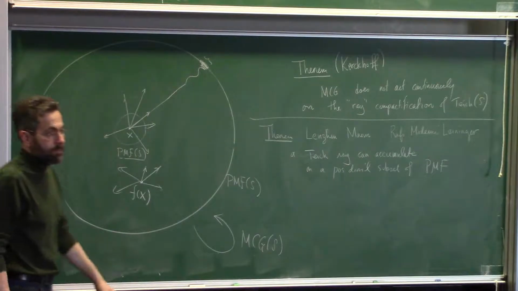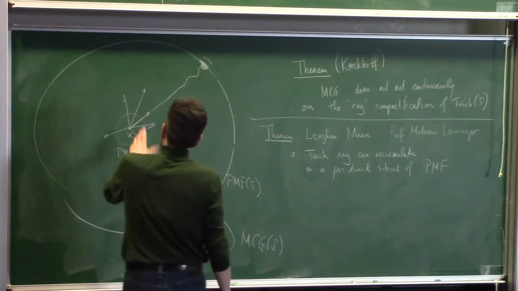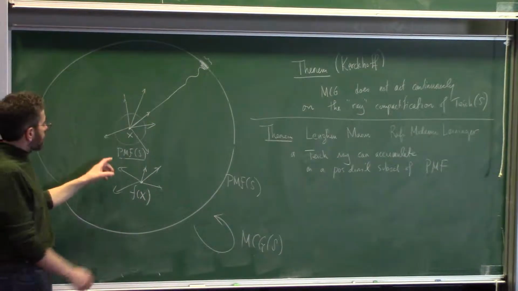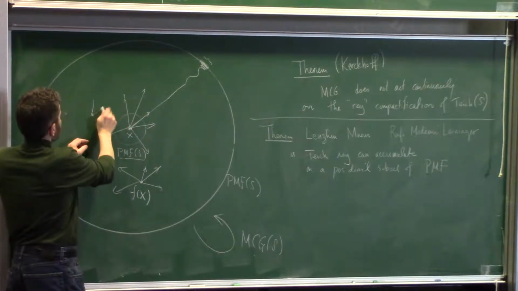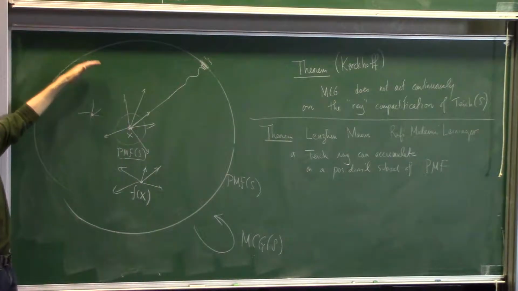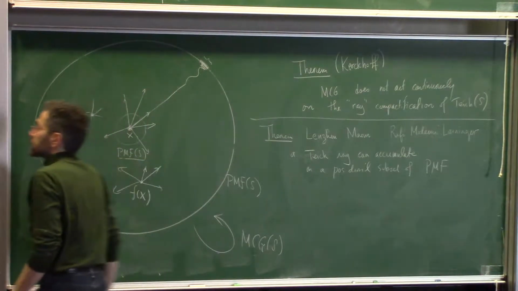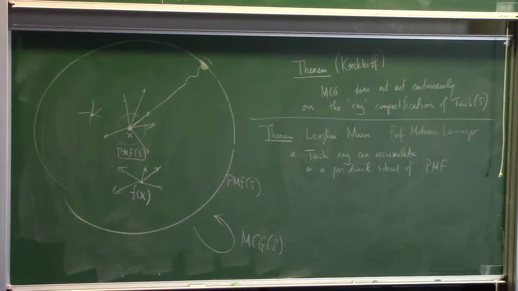Okay, so the rays do give a compactification. The point is they give many compactifications. For every base point, you get a compactification, but they're not consistent with each other. That's the problem. Whereas Thurston's compactification doesn't depend on a base point. Okay, so where else are we going with this?